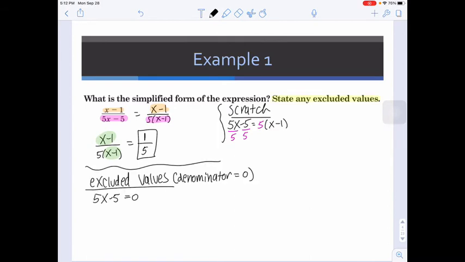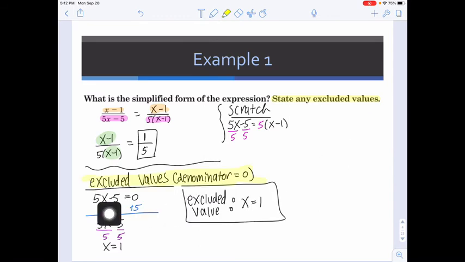To see when the denominator might be 0, set it equal to 0 and solve. So we have 5x minus 5 equals 0. We want to get the x by itself, so we're going to add 5 to both sides. This gives us 5x equals 5, and we can divide both sides by 5. So notice if we set the denominator, the stuff on the bottom, 5x minus 5 equal to 0, we end up with x equals 1. So our excluded value is x equals 1. That means that x cannot be 1 because that would make the denominator 0, which is undefined.